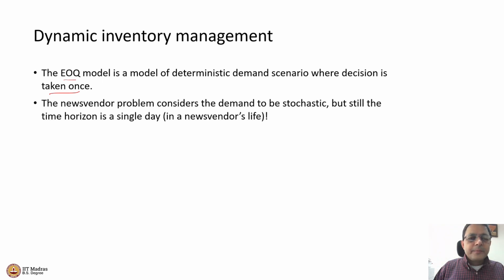Then we looked at the newsvendor problem, where we looked at the demand being a random variable. Remember, demand had characteristics where small g was the PDF, capital G was the CDF, and mu and sigma were the mean and standard deviation of the demand, right? So we moved away from considering deterministic demand to considering stochastic demand. But still, the time horizon was a single day in the life of a newsvendor. The newsvendor was planning how many newspapers to keep in stock on that particular day. The retailer of Diwali lights was interested in deciding how many Diwali lights to keep in the store for that particular Diwali season. So it was a single season, single period, single day problem, right?